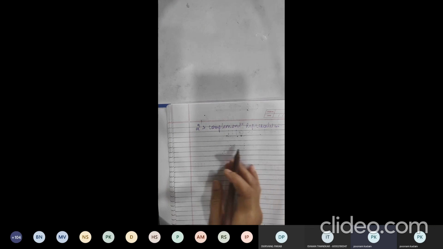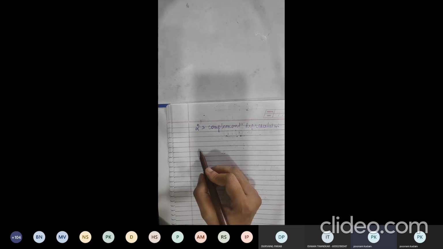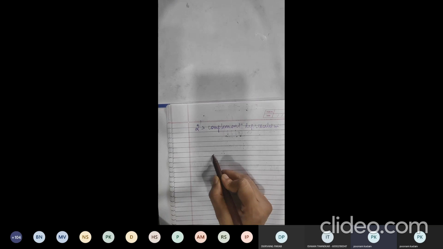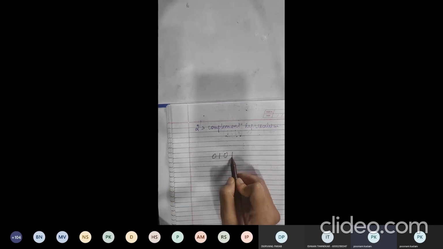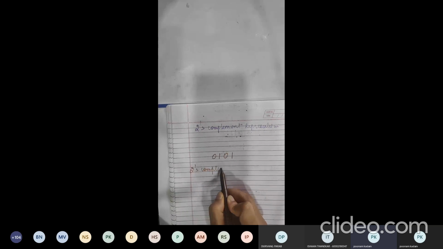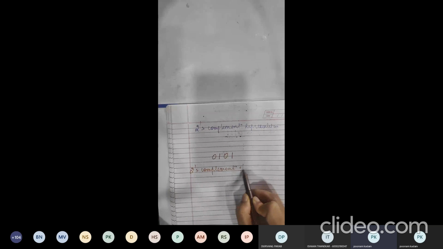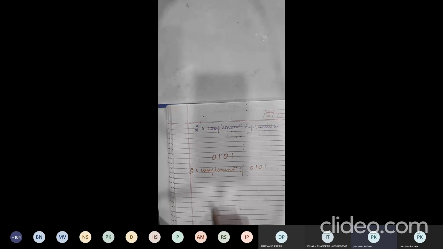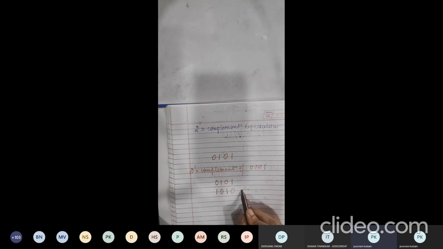Now, first of all, let us understand how to calculate 2's complement. Let us say you have been given the binary number 0101. This is the binary sequence. To find its 2's complement, how to do it? First, you take the 1's complement. The 1's complement of this number is obtained by inverting each digit of this binary sequence, right? So 0 will become 1, 1 will become 0, 0 will become 1, 1 will become 0. This is the 1's complement of this number.